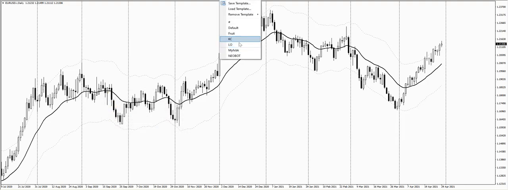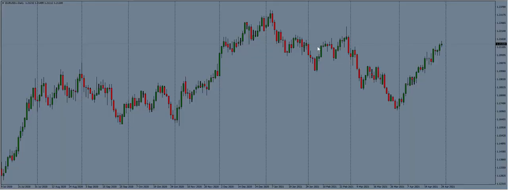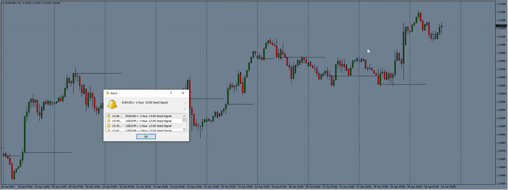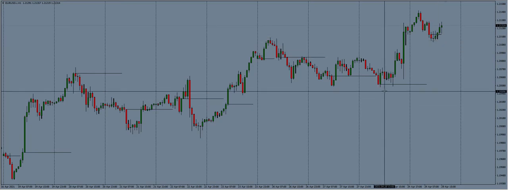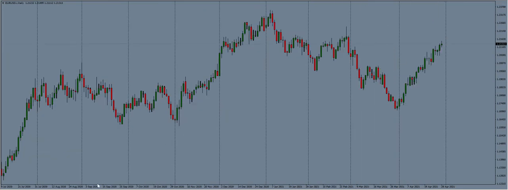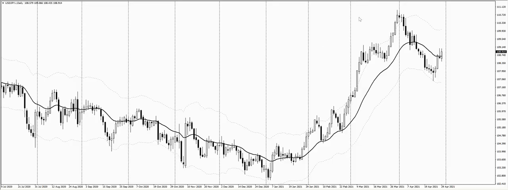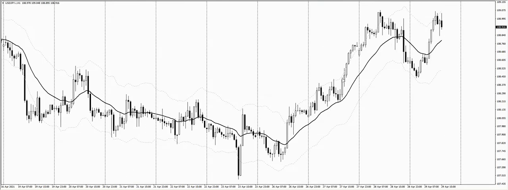Let's do, here we go. So that's the euro dollar, right? Not euro dollar, actually. I wanted to go to the dollar yen. Yes. The dollar yen had an interesting story to tell.